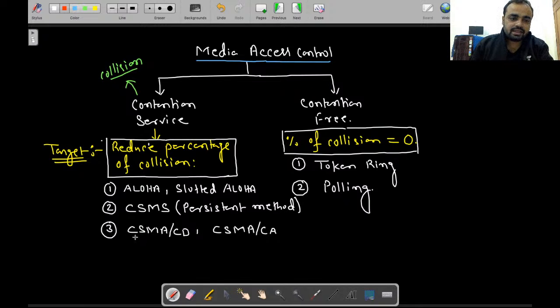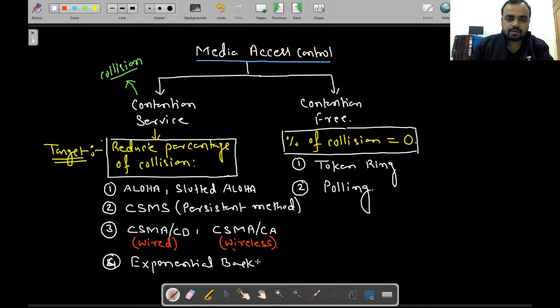So my dear friends, this particular protocol basically works in a wired network, and this particular protocol basically works in a wireless network. I will tell you the reason why it can work in the wired network and cannot work in the wireless, and why we are defining a separate protocol for the wireless network. I will discuss each and everything, so don't worry. And the fourth one is exponential backoff.